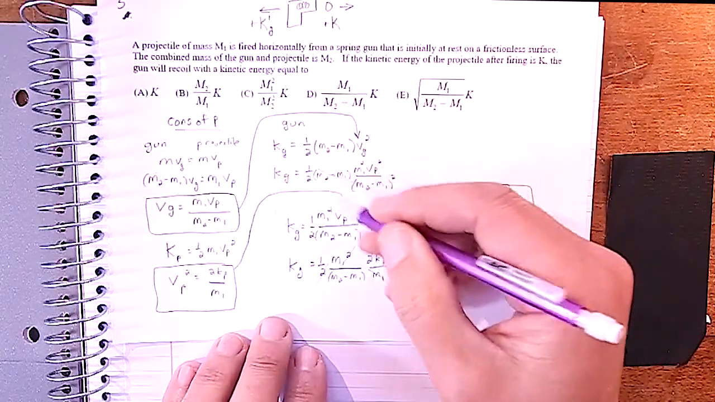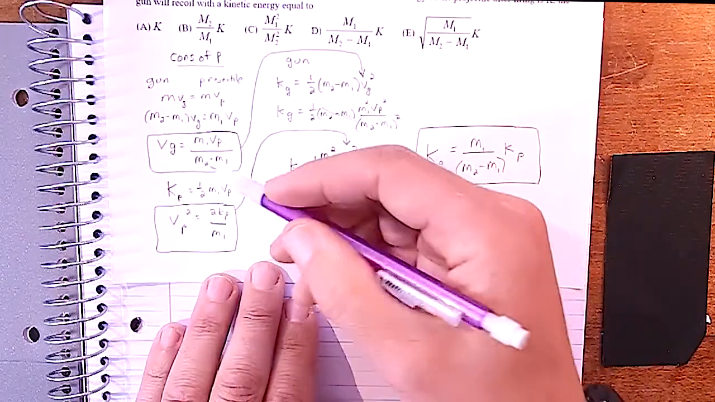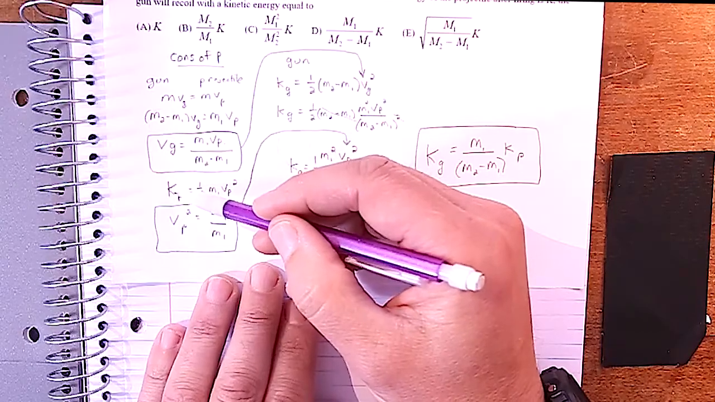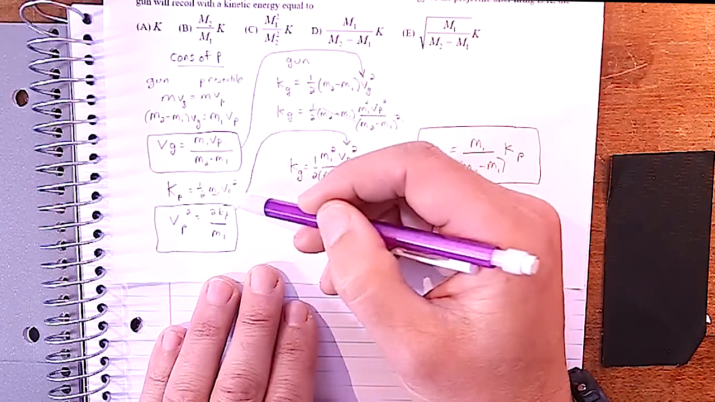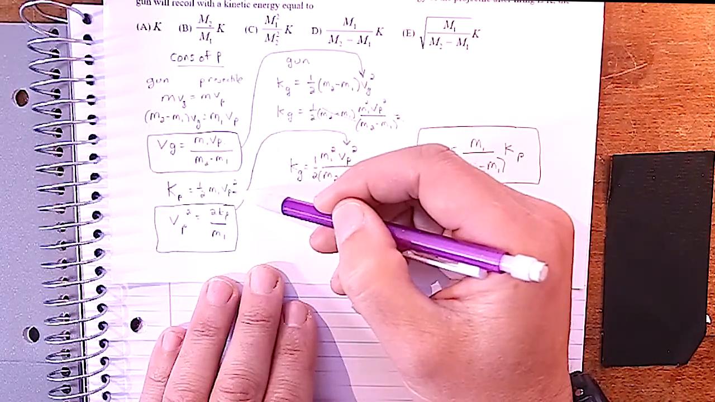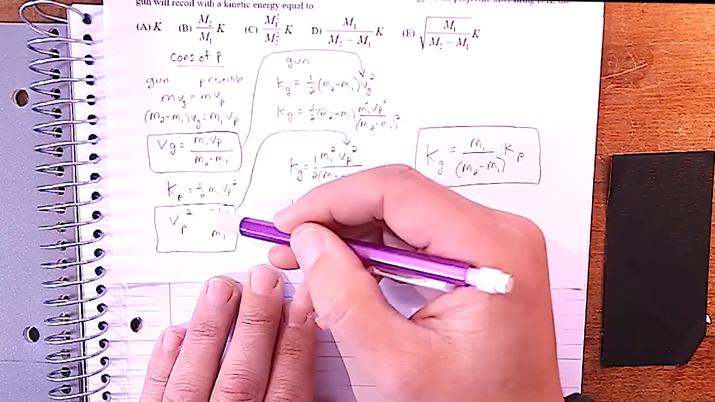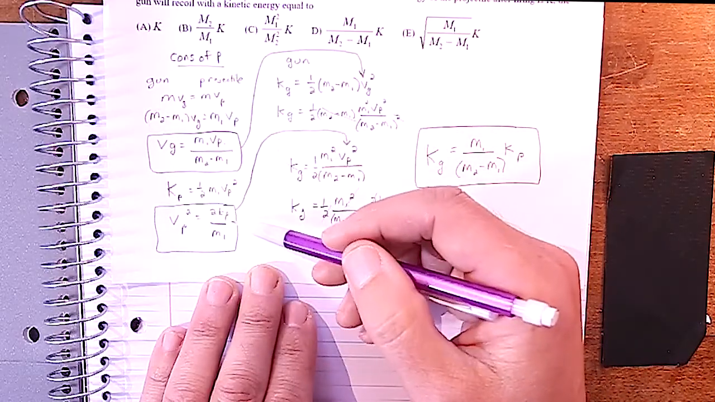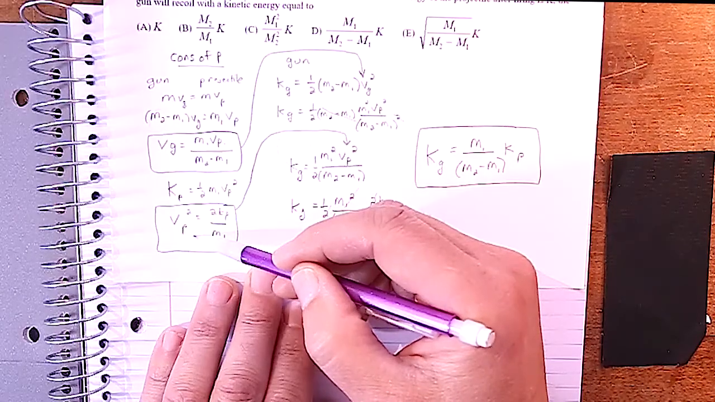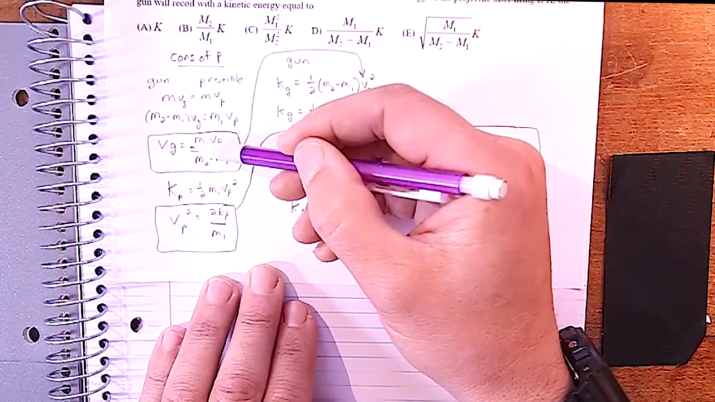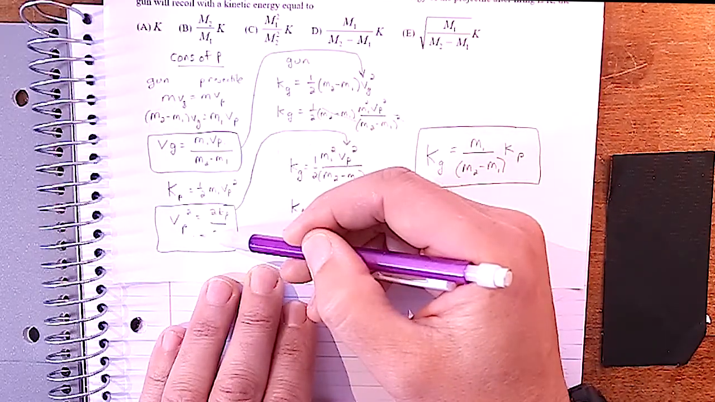So we're going to take this equation, and then we can take the kinetic energy of the projectile, which we know is 1/2 m1 vp squared. Now they're just calling it K. I kept it Kp. And then we can solve for the velocity of the projectile. So essentially we have the velocity of the gun and the velocity of the projectile.